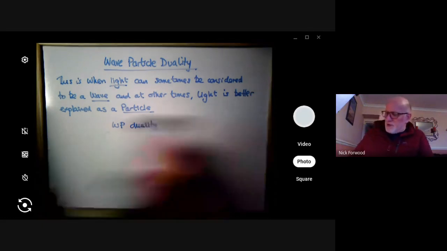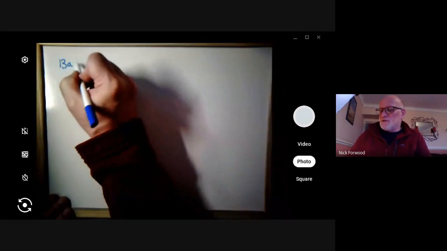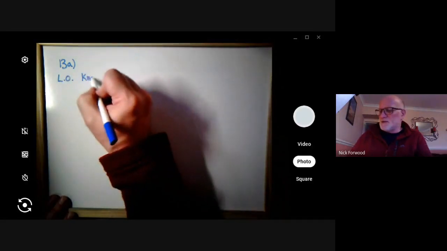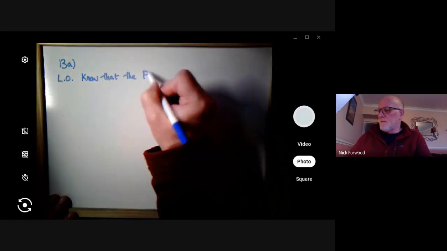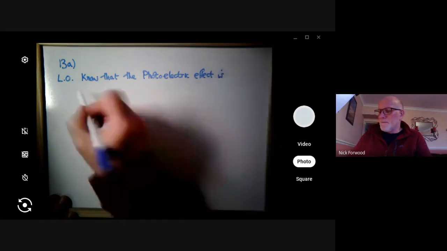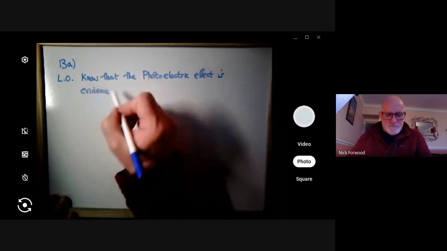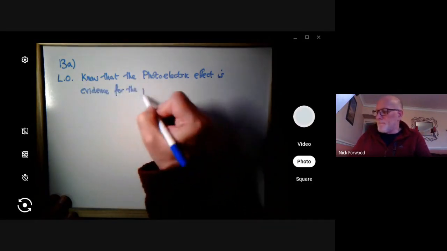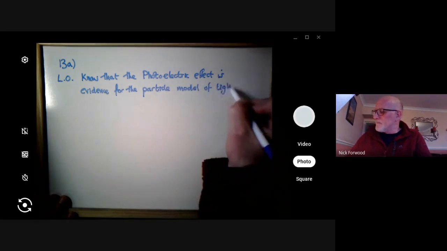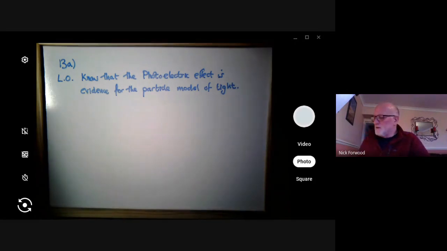Okay, so the very first learning outcome in this section we're going to look at, which is about the photoelectric effect. What you need to do is this learning outcome, plain and simple, says, know that... So if you get asked a question in a test or exam or a block test, what evidence do we have for light being a particle? You can write down simply it's something called the photoelectric effect. It's just a bit of learning.